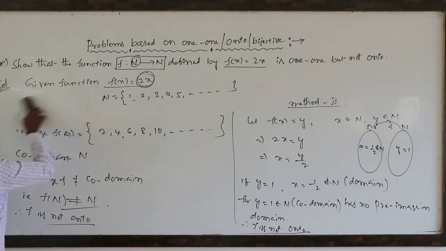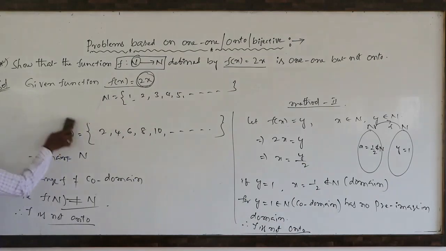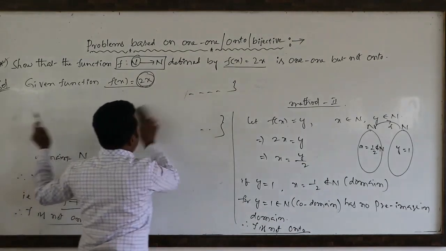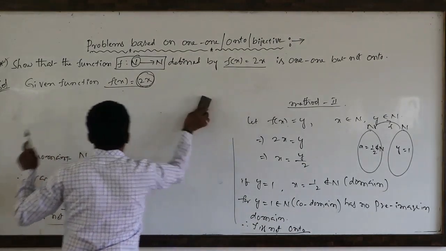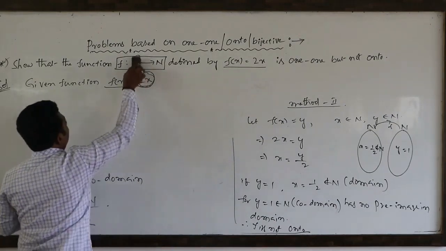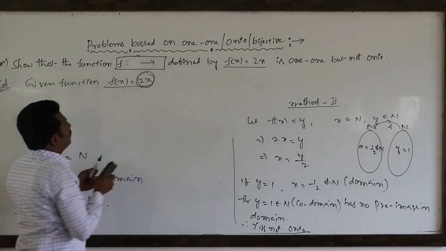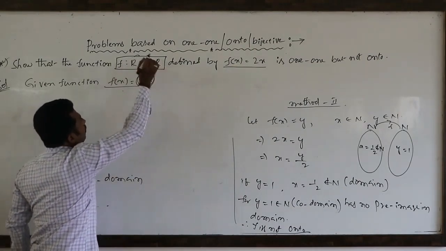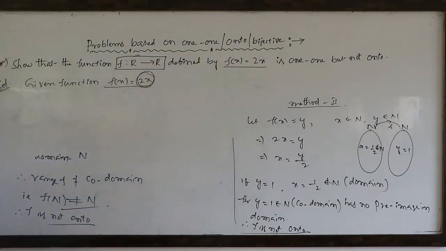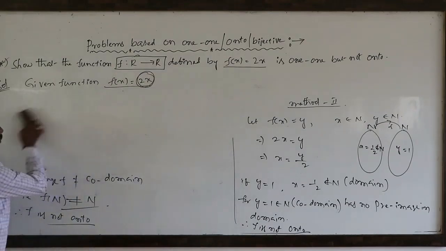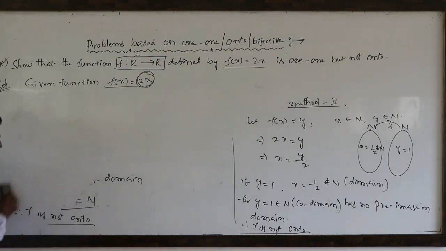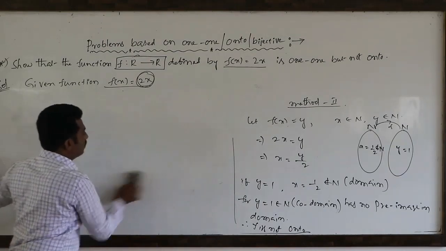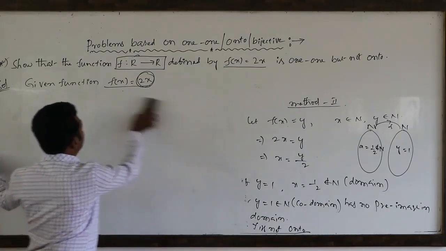Next. Same question, we will change the domain and codomain, later we solve the problem. See here, this is the set of real numbers, this is also the set of real numbers. On the real numbers, whether this function is 1 1 or not.